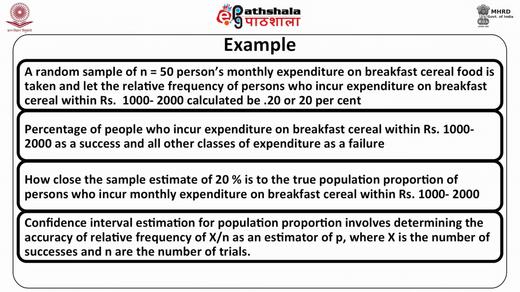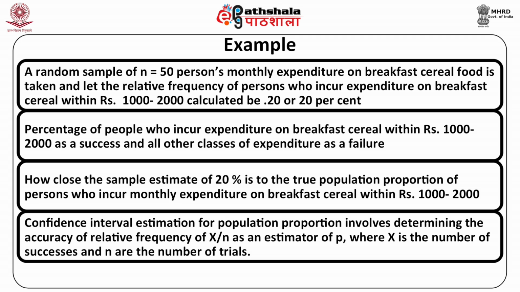For example, a random sample of n = 50 persons' monthly expenditure on breakfast cereal food is taken, and let the relative frequency of persons who incur expenditure on breakfast cereal within rupees 1000 to 2000 calculated be 0.20 or 20%. Thus, we treat the percentage of people who incur expenditure within rupees 1000 to 2000 as a success and all other classes of expenditure as failure. The problem at hand is to determine how close the sample estimate of 20% is to the true population proportion of persons who incur monthly expenditure on breakfast cereal within the 1000 to 2000 range.